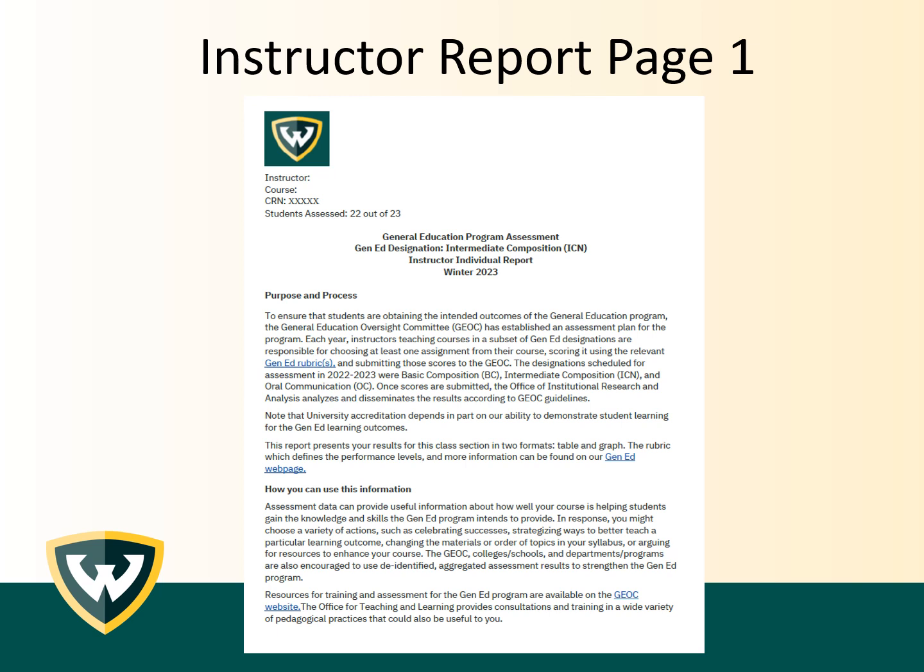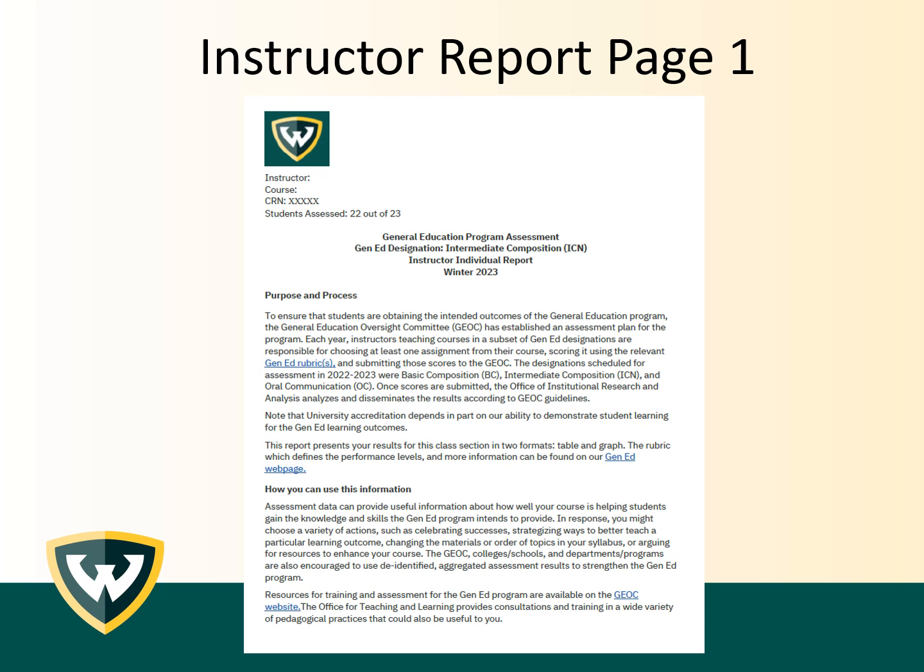Below the instructor and course information on the report on page 1, the title lists which general education designation was assessed. In this case, it was the Intermediate Composition or ICN designation. It also lists the semester in which the assessment data were submitted. Here, the report reflects data submitted in winter 2023.